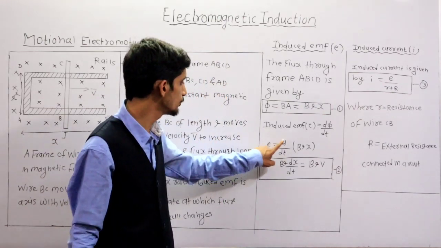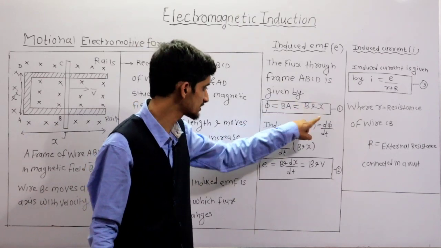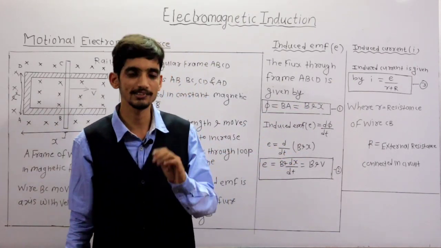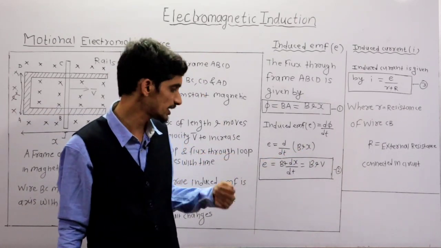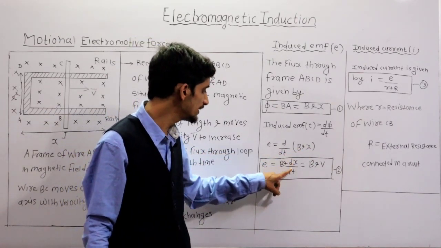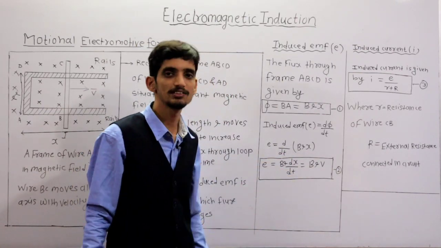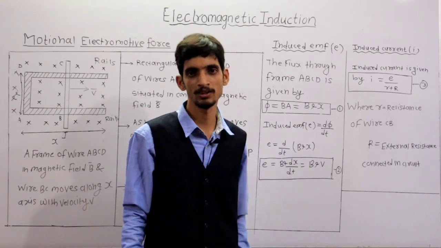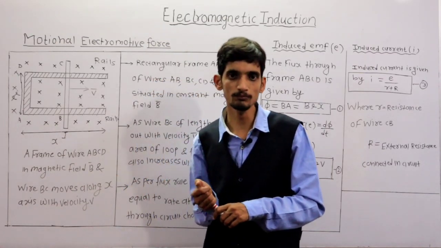So E is equal to d by dt of, after I am substituting the value of flux BLx into this, so E is equal to d by dt of BLx. I am taking B and L outside the differentiation because it is constant. So BL into dx by dt equal to E, and this dx by dt is nothing but velocity. That's why I am getting E is equal to BLV. It is the induced EMF across this rod.